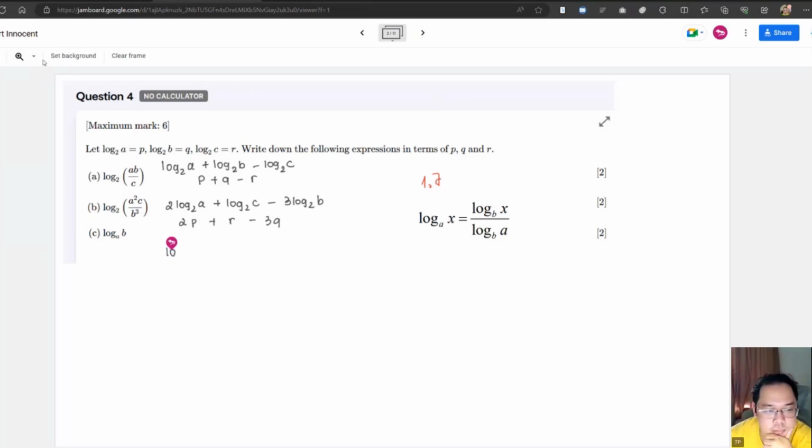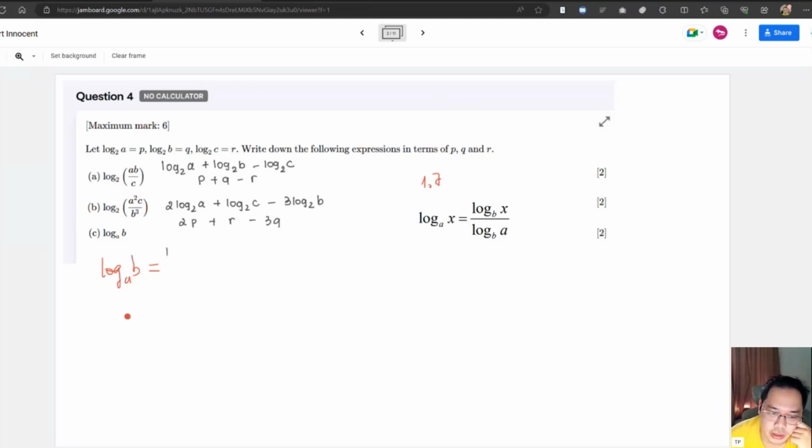Start with the log base a of b. Yeah, doing it correctly. Okay, so write the log base a of b will be equal to log base. We need to convert it back to log base 2 because we are given the 3 terms: log 2 of a, log 2 of b, and log 2 of c. So we need to change the log base a here in terms of p, q, and r.